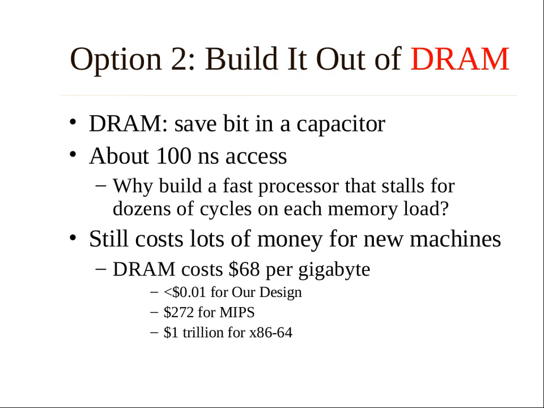We could build it out of DRAM, save a bit in a capacitor. And it takes about 100 nanoseconds to access, but the other problem with the way DRAM works is that it has to be refreshed. Because it's based on capacitance, eventually it'll lose its memory, so it has to stall for a couple cycles to refresh itself. But the real problem is it takes 100 nanoseconds to access, which means after a point you're going to build a fast processor, and then you will be stalling anyways because it takes too long to access RAM. Right, Matt? Right.